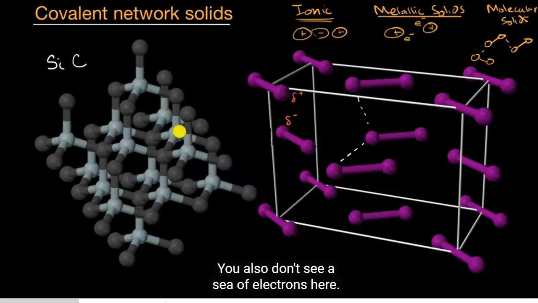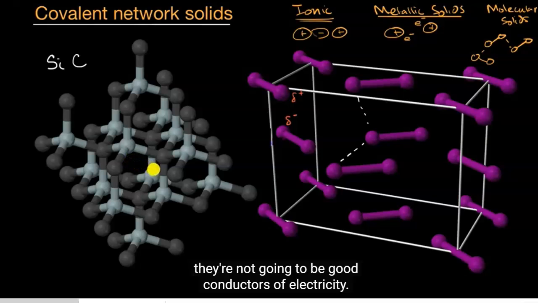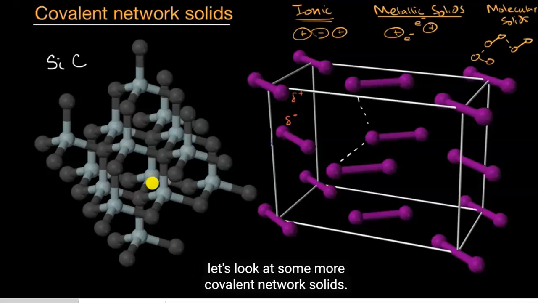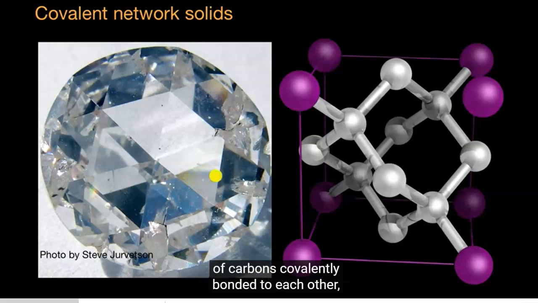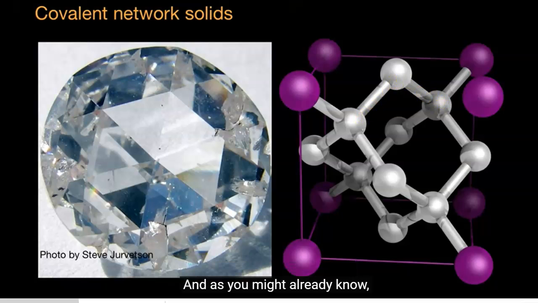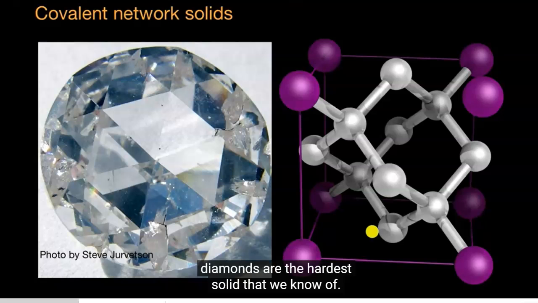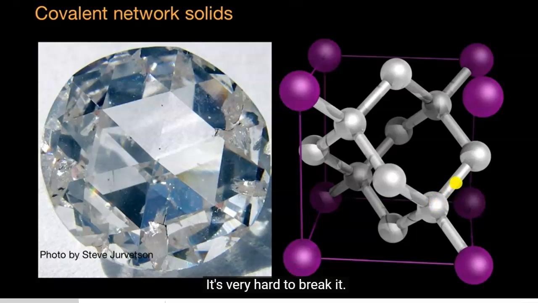You also don't see a sea of electrons here, so unlike metallic solids, they're not going to be good conductors of electricity. But just to understand this point a little bit more clearly, let's look at some more covalent network solids. So what you see here on the left, you might recognize as a diamond. A diamond is just a bunch of carbons covalently bonded to each other, and this is the structure of how these carbons are bonded. And as you might already know, diamonds are the hardest solid that we know of. These covalent bonds, the way that they are structured, can take a lot of stress, a lot of pushing and pulling. It's very hard to break it.